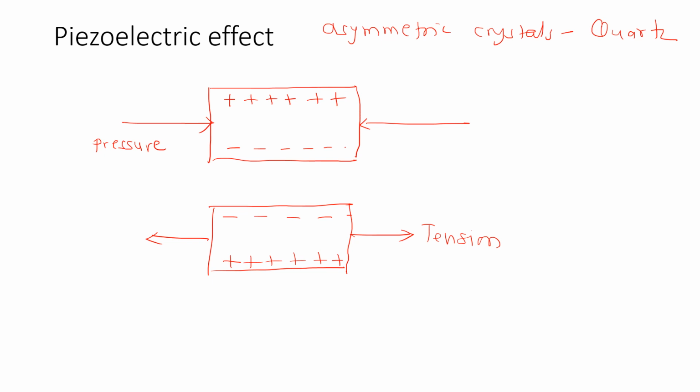There is direct proportion of the pressure or tension applied to the electric charges developed. The meaning is, more pressure we are applying, more electric charges will be developed. There is direct proportion of the mechanical pressure or tension we are applying and the electric charges which are developed in a perpendicular direction. This is piezoelectric effect.